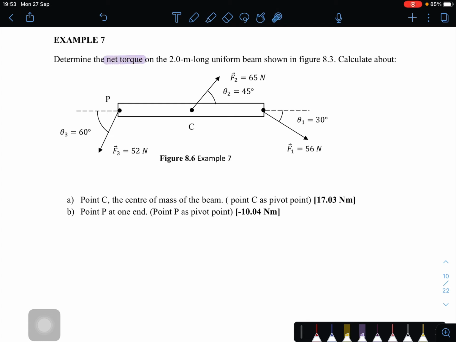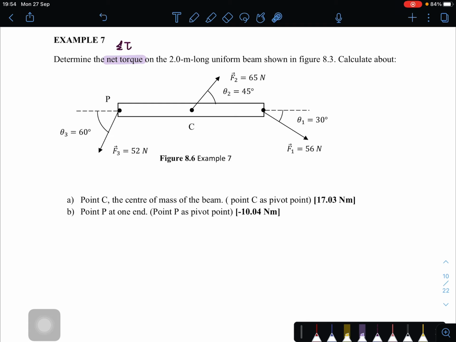Okay, where we have two pivot points. One at point C, which is here. So point C is at the center of the mass of the beam. And then point P, which is here. Okay, so when we're talking about the net torque, we know that it is the sum of the torque.